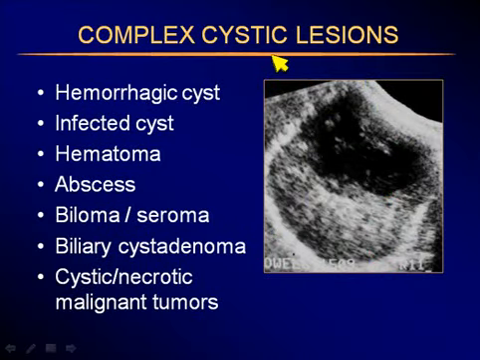Complex cystic masses. What about cystic masses with echoes inside of them? Well, that could be from a hemorrhage within a cyst. It could be from infection in a cyst. It could be a hematoma in the liver. It could be an abscess in the liver. Notice that there's sound through transmission, so we know that this is of a cystic nature. In this case, this was an abscess.